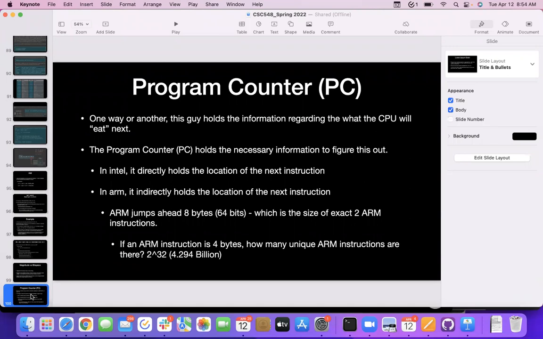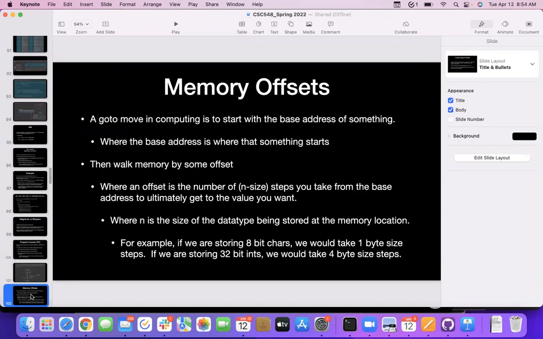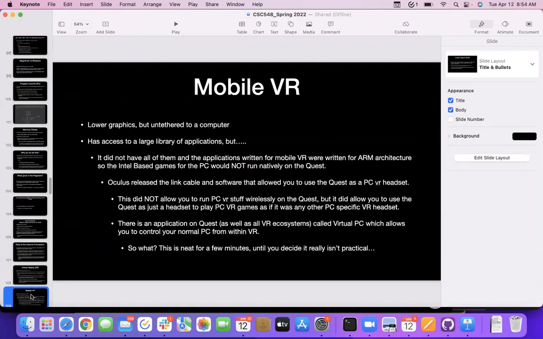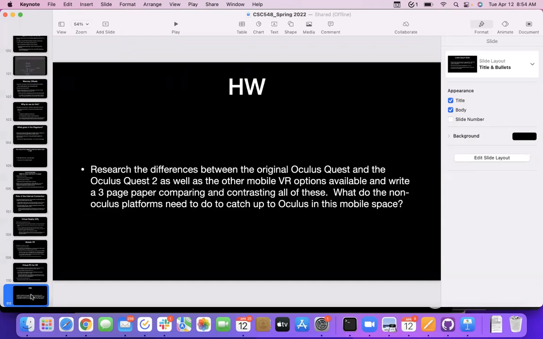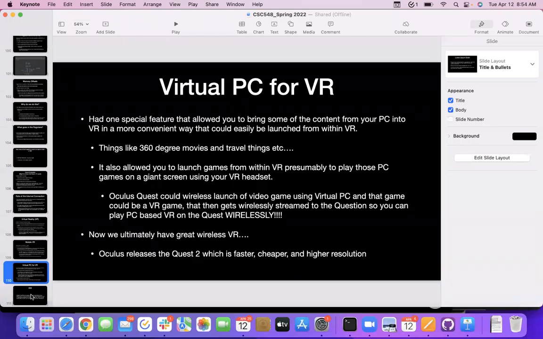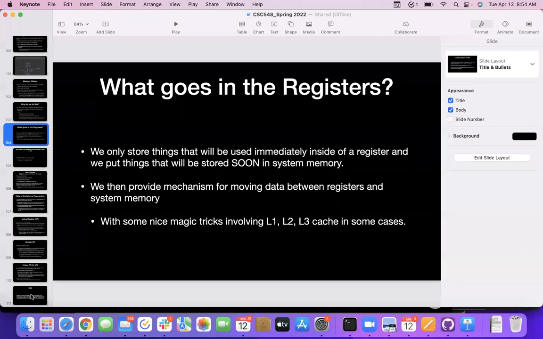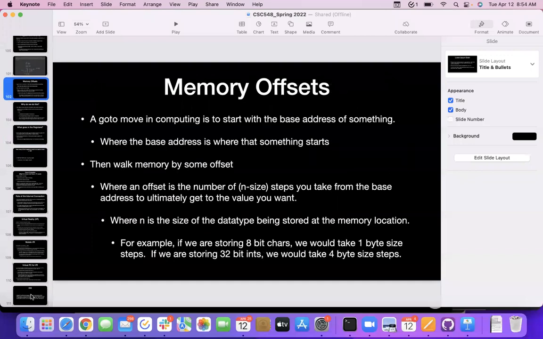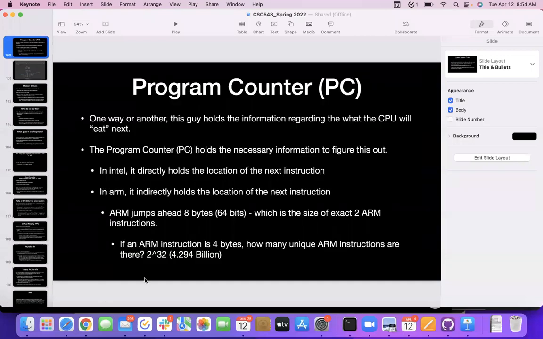So let me jump ahead a little bit. Okay, so I'm going to unlock this next assignment, but I'm going to make it due next Tuesday. So on Thursday, I'll finish talking about some of this stuff, and then we'll start talking about some of the VR things. Get myself to the program counter thingy.